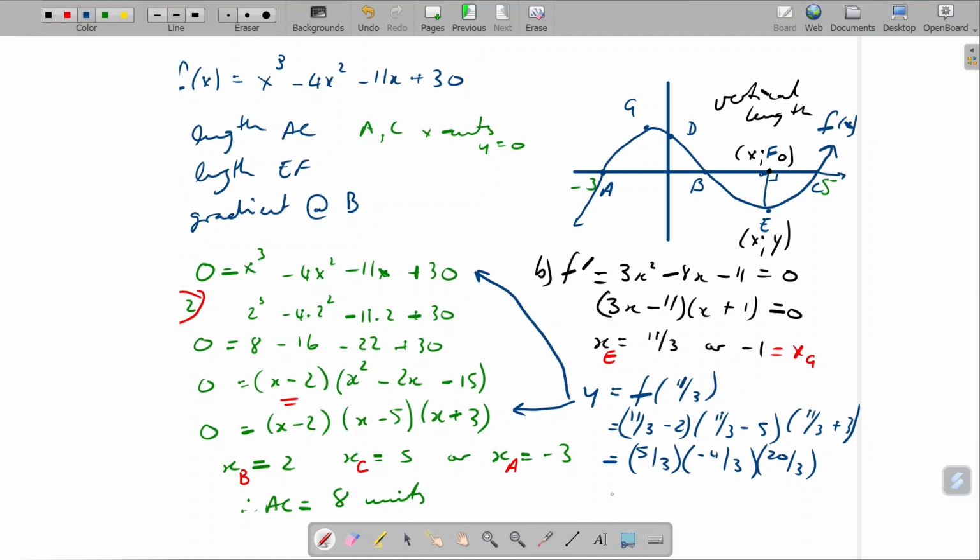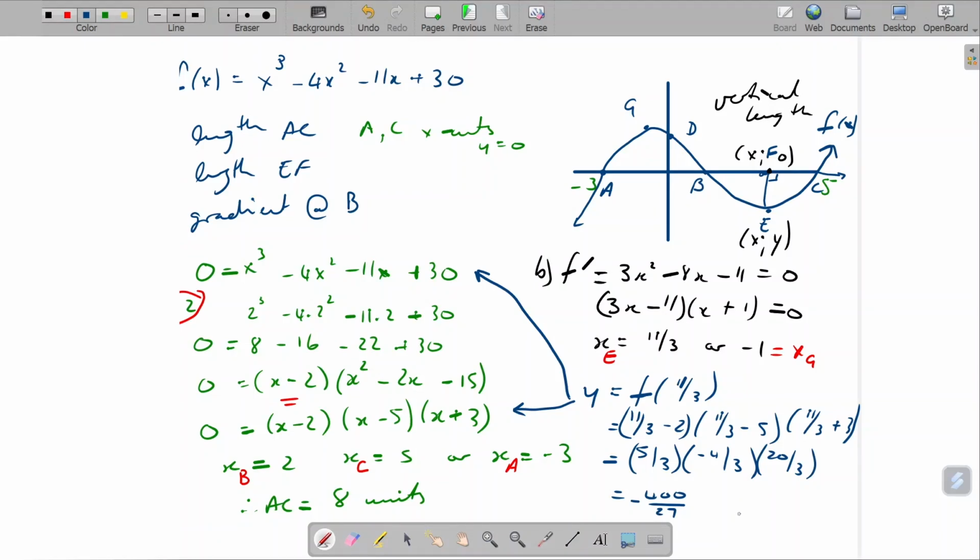So if I do this sum quickly, 5 times 4 times 20 is 400 over 27. Please don't forget that minus sign is floating over there. Okay, so we now know that the y value at F is 0. The y value at E is −400 over 27. And therefore, we know that the length of EF is going to be the positive value, because distances are always positive, 400 over 27 units.